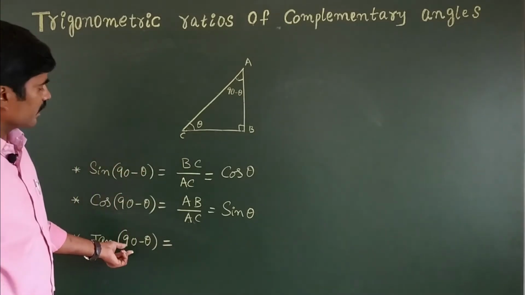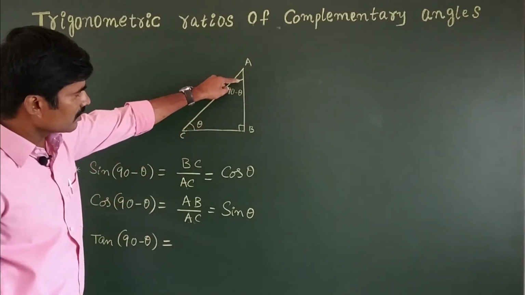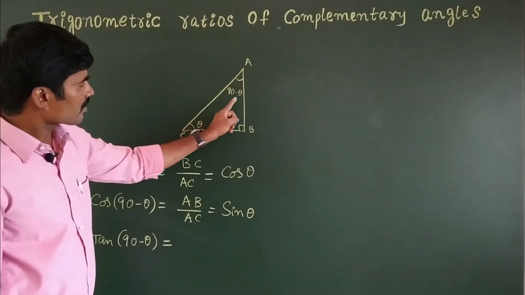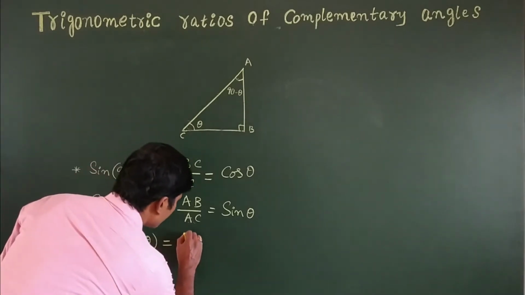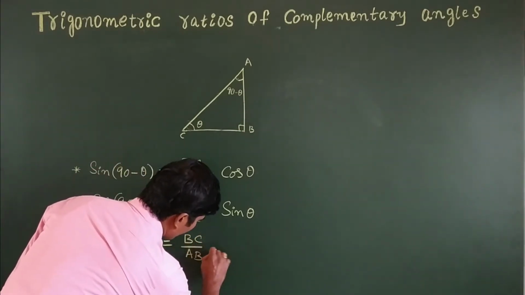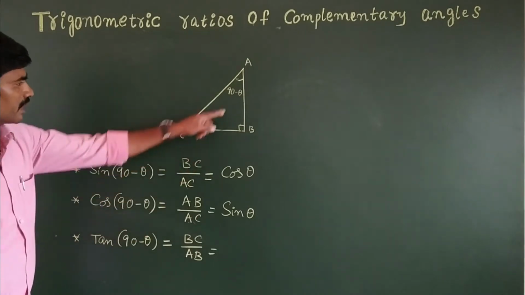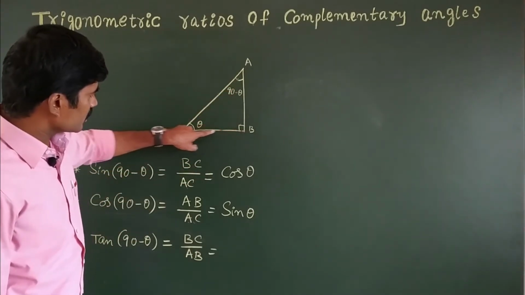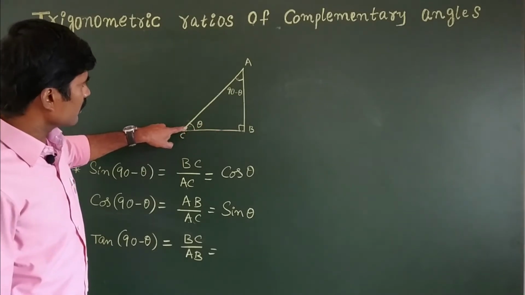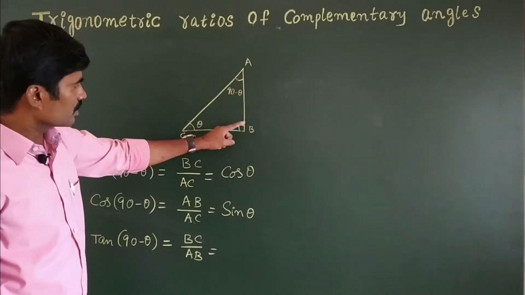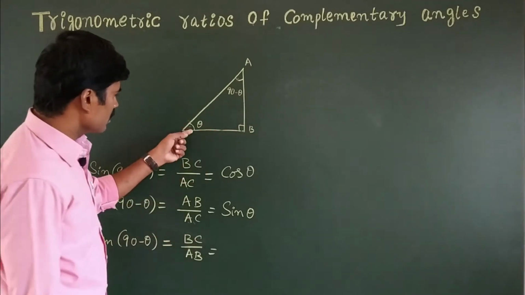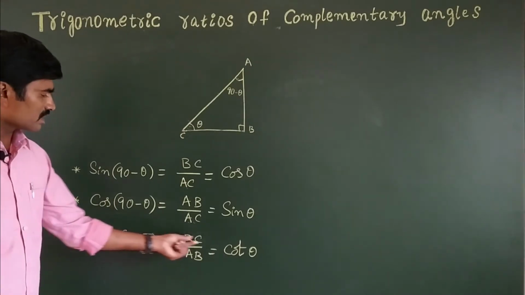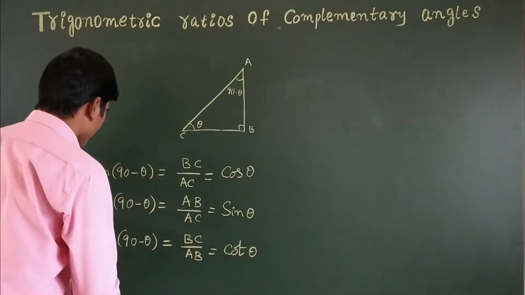Tan 90 minus theta means opposite side by adjacent side, that is BC by AB. Compare this 90 minus theta with theta: BC is the adjacent side and AB is the opposite side. So adjacent side by opposite side is cot theta. So we can conclude that tan 90 minus theta is equal to cot theta.